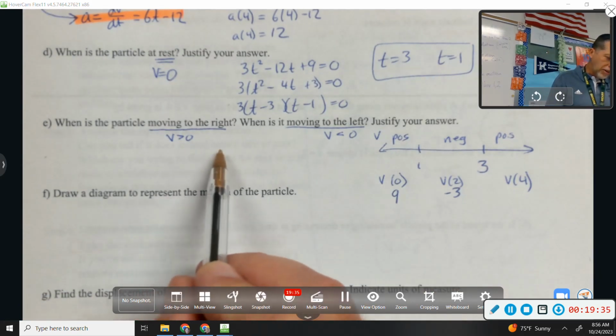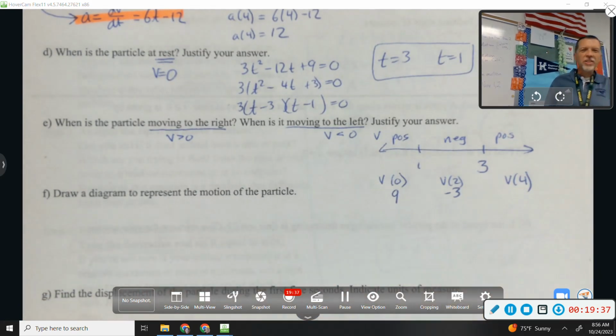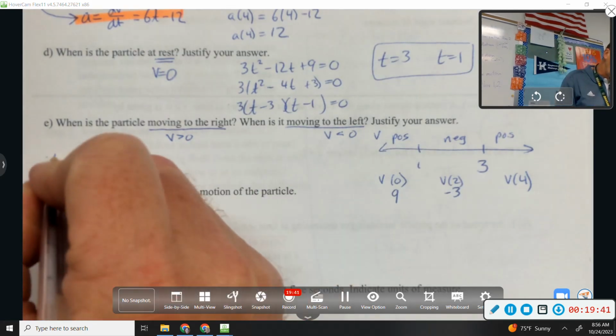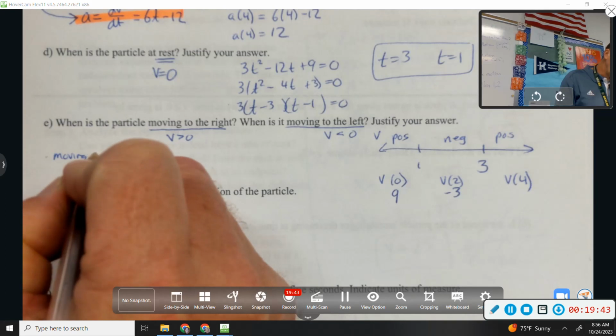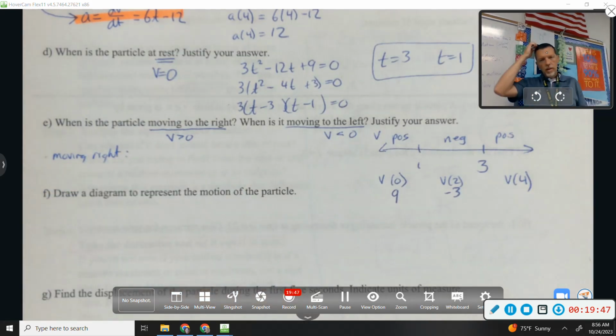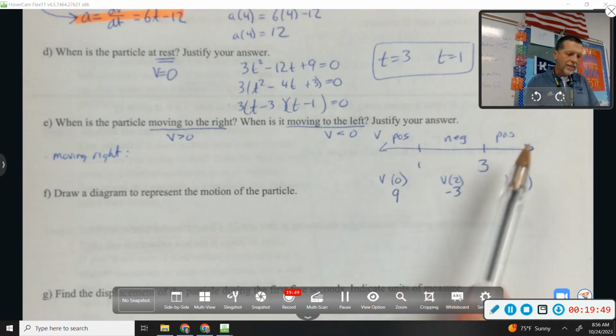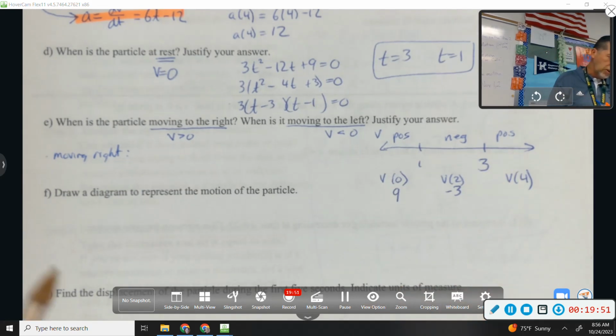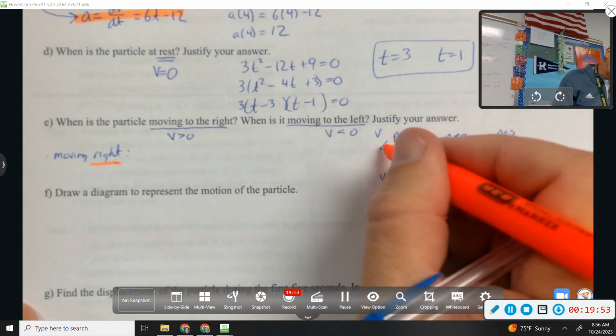Okay, let's make sure we answer the question, because this picture doesn't really qualify as the answer. I need to give a better answer. So we're moving to the right here and here. So what does here and here mean? Moving to the right when V is positive.